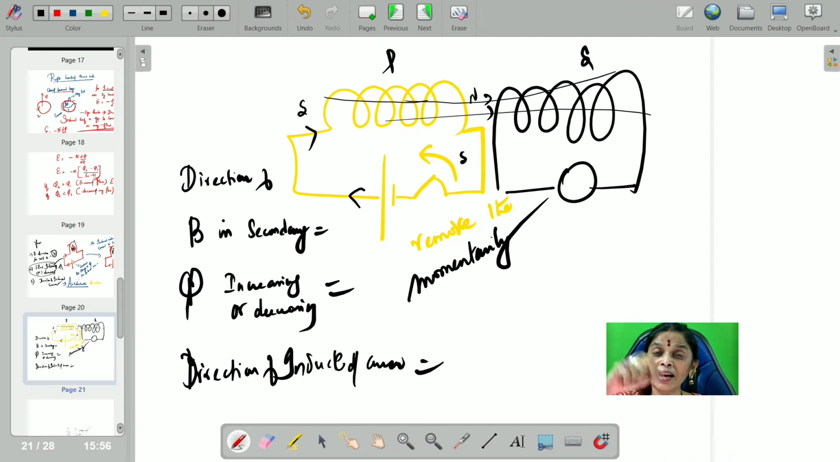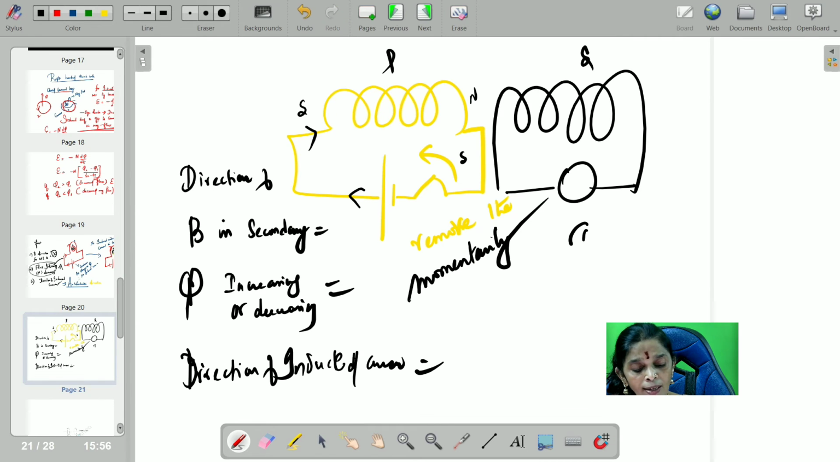But the next coil has a tendency to oppose. So this side produces a north pole, and since it is producing a north pole, it should be anti-clockwise. That is one way, but I don't want all this. Immediately, easily, I have to find it by using the right hand thumb rule.